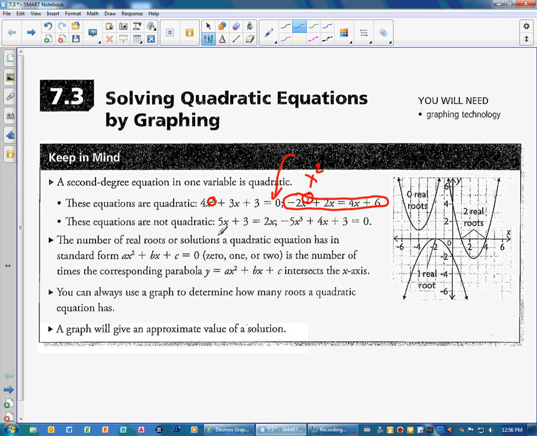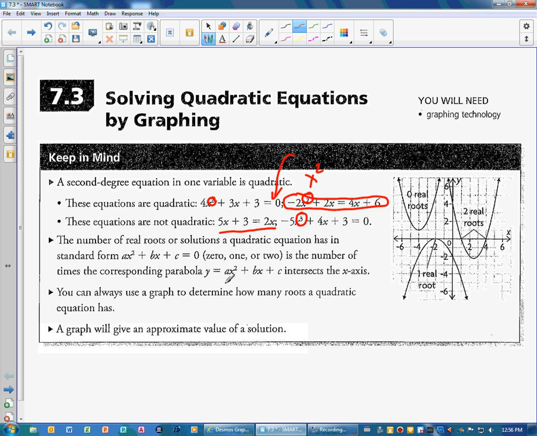Now, it gives two examples of not quadratic. The first one is 5x plus 3 equals 2x. There is no power of 2, so actually this equation is linear. It's a line. It's not quadratic. And the other example is negative 5x cubed plus 4x plus 3 equals 0. Because 3 is the highest exponent, it's called a cubic equation. It's not a second degree. It's not a parabola.